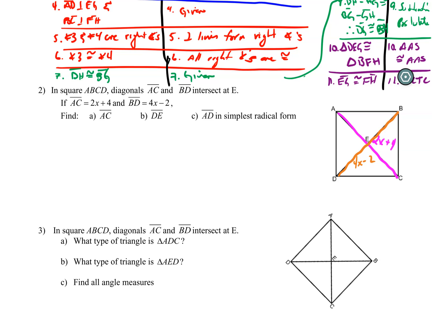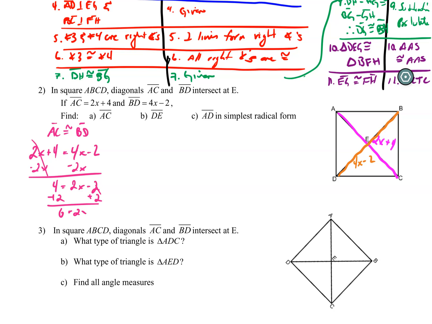So I'm going to start off by saying, well, these are diagonals, and in a square, diagonals are congruent. So I can say that AC is congruent to BD. Therefore, 2x plus 4 has to equal 4x minus 2. This allows me to solve for x. So minus 2x over, I get 4 is equal to 2x minus 2. Add the 2 over. I get 6 is equal to 2x. If I divide both sides by 2, x will be 3.